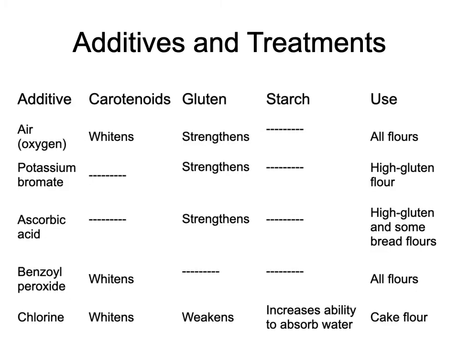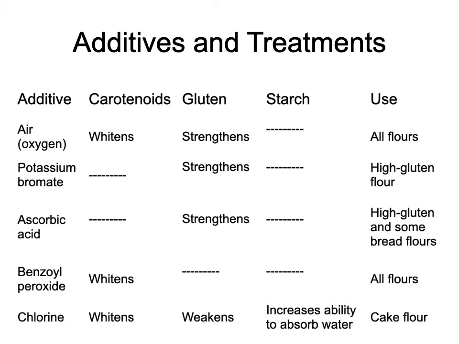So what do you get out of these things? Well, oxygen, for example, listed on this chart, will whiten. It also strengthens the gluten, and it's used in all flours. Potassium bromate generally strengthens gluten, and it's usually used in high gluten flour. Ascorbic acid also strengthens, used in high gluten and some bread flours. Benzoyl peroxide is primarily a whitening agent, and it can be used in all flours, although flours that are listed as organic will not have the use of benzoyl peroxide. And then chlorine whitens. It also weakens gluten. It increases the ability to absorb water, and it's primarily used in cake flour.